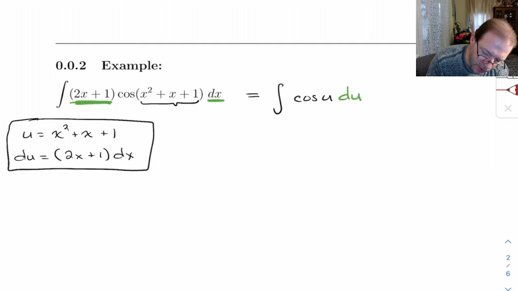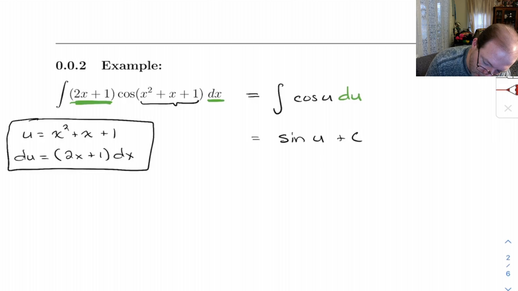And so now I've got a new integral that's all in terms of u. When I integrate it, the integral of cosine, remember, is positive sine. So I get sine of u plus c. Then my last step is to rewrite it as sine of x squared plus x plus 1 plus c.